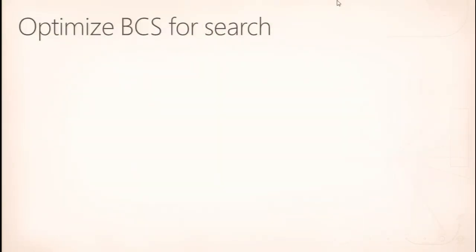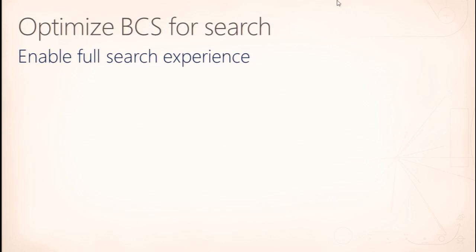So the next task is really to optimize the BCS for search. There's a number of options that are given to you that aren't immediately apparent that you'll want to take advantage of. The first is enable a full search experience. There's a couple things in this category. The first is you have to actually tell your model that this source should be available as a search source. If you don't put this little magic bit in, I'll show you where that goes later, it doesn't show up as an option to crawl.